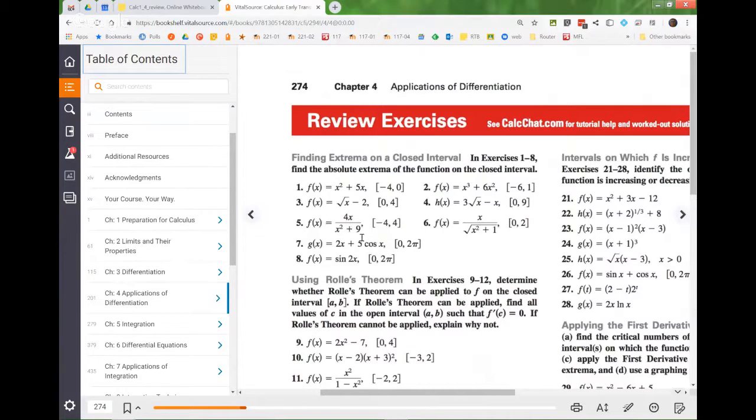Well, right away, from 1 to 8, find the relative extrema, okay? So when you do one of those questions, you're going to find the first derivative, set it equal to 0, and solve. We know that. That'll give you the critical points. But here, let's just go to one of those, 1 through 8.